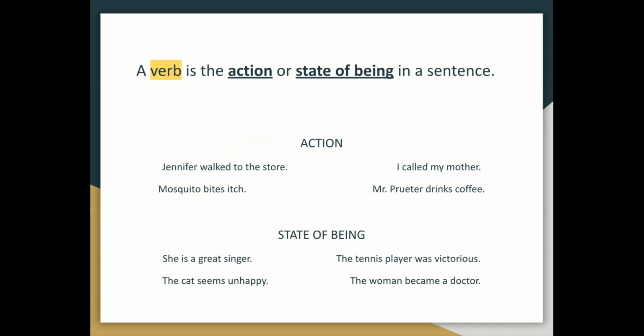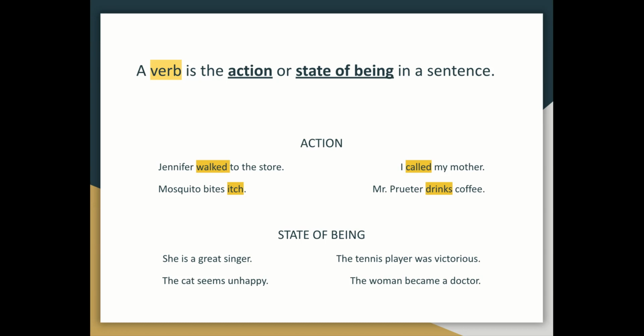All right, let's take a look at some other examples here. We're going to start with some actions. We'll start with some state of beings. Take a second to look through here and try and identify the verbs. Okay, as we take a look, plenty of good action verbs here. Jennifer walked to the store. Walking is clearly our action. I called my mother. Calling, that's something you can do, right?